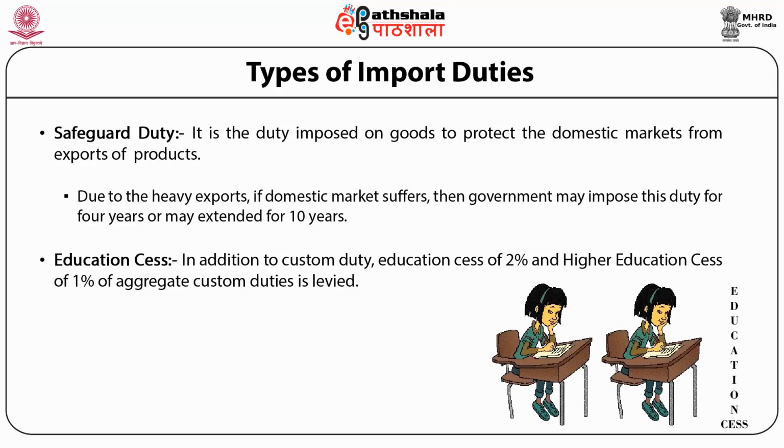Education cess. In addition to the customs duty, an education cess of 2% and a higher education cess of 1% of the aggregate customs duties is levied. It is being charged to fund health and education initiatives.